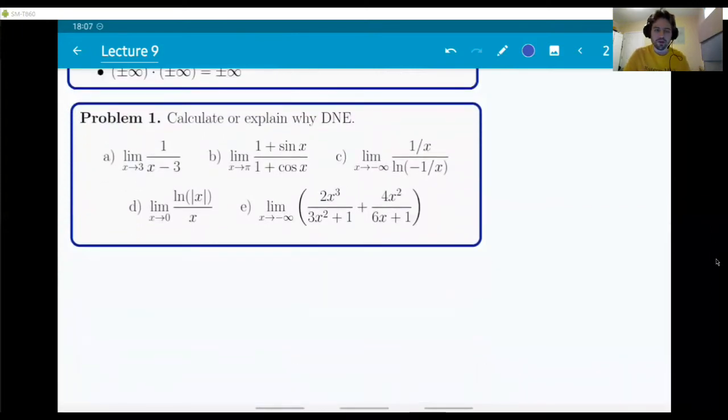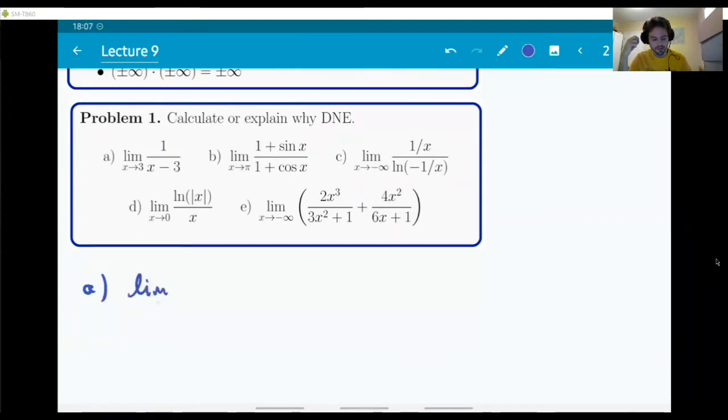Calculate or explain why they do not exist. And we're going to start with a very easy one. Item A is 1 over x minus 3, x is going to 3. So this is a number over 0, which means as we compute at least the one-sided limits, we will find a form of infinity, either plus or minus. And to know whether this limit exists or not depends on whether those two one-sided limits will actually be the same.